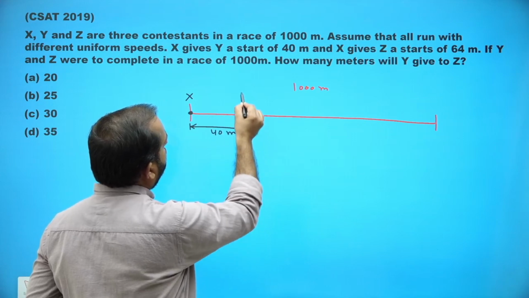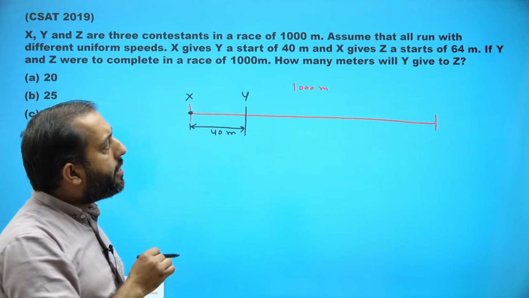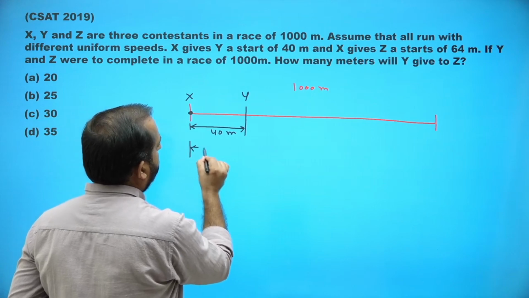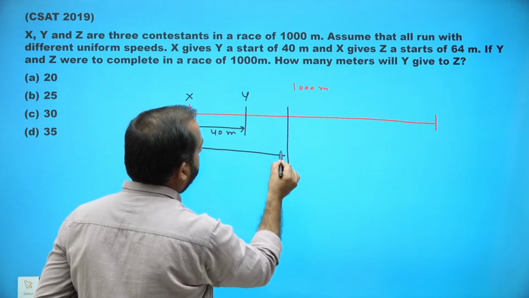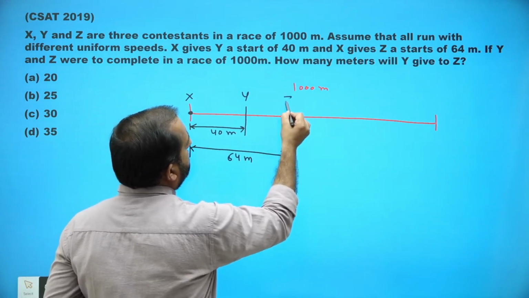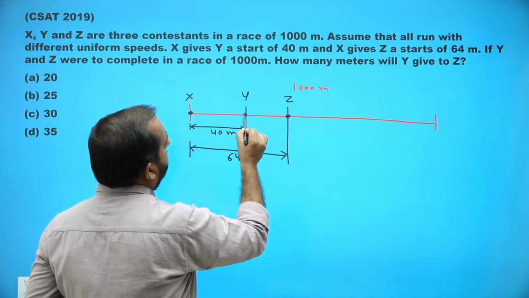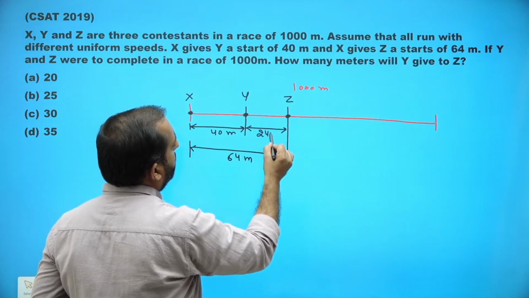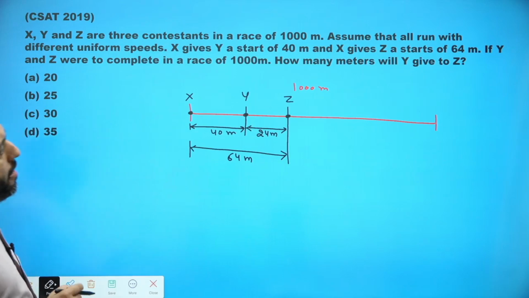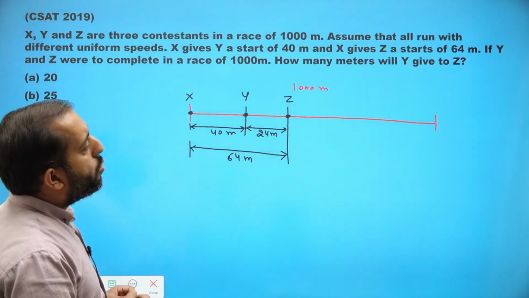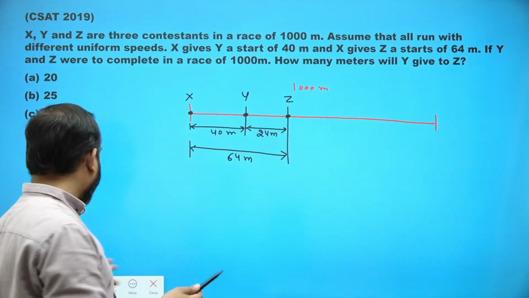So let's say Y should be here, and X can give Z a start of 64 meter. So let's say Z is over here in the race, and the distance between Y and Z should be 24 meter now. So Y and Z were to complete a race of 1000 meter. How many meters will Y give to Z?